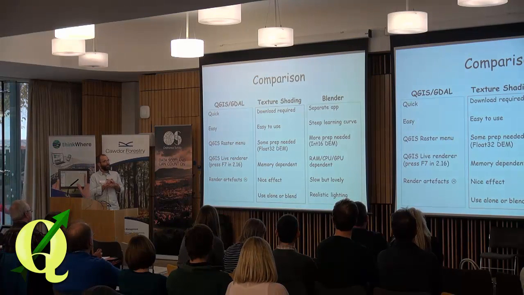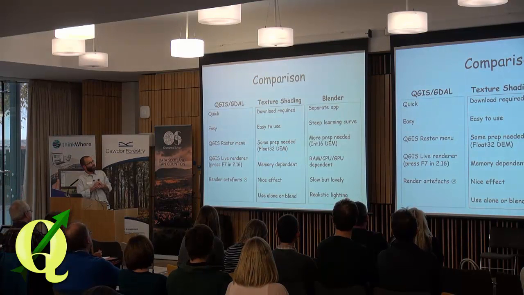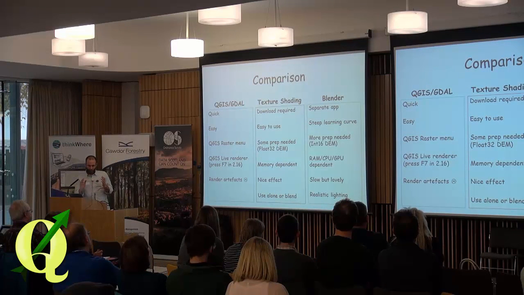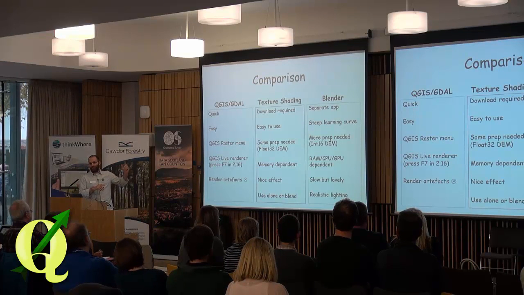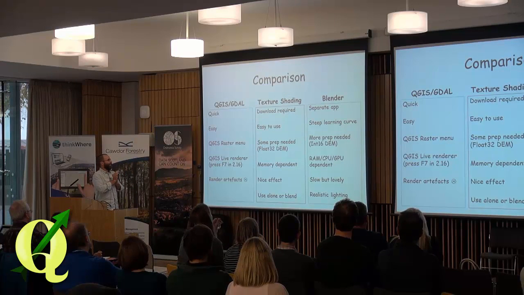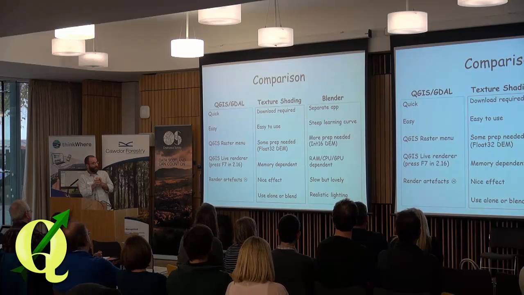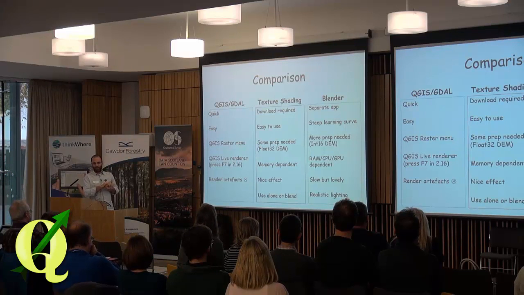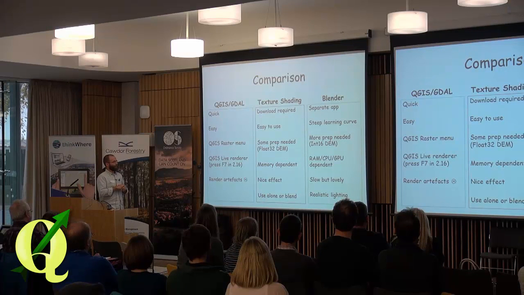So, quick comparison then. If you've got elevation models and you want hill shades and you want some cool maps, you can use QGIS or GDAL, and there are a number of different ways of doing it. It's quick, it's easy, you can find them in the processing and the raster menus, and if you've got recent versions of QGIS, just highlight your elevation model and press F7. But you do get some artifacts.